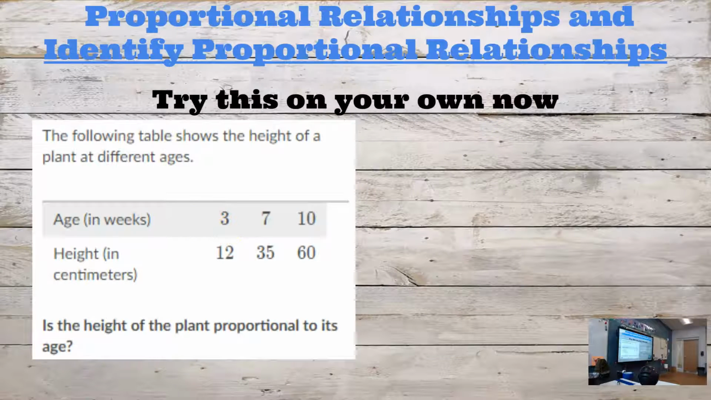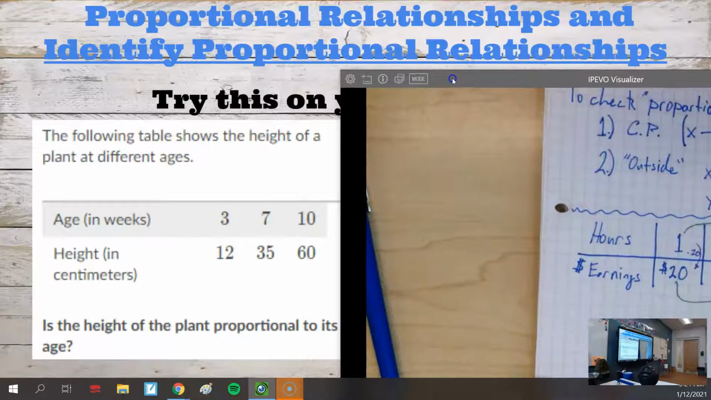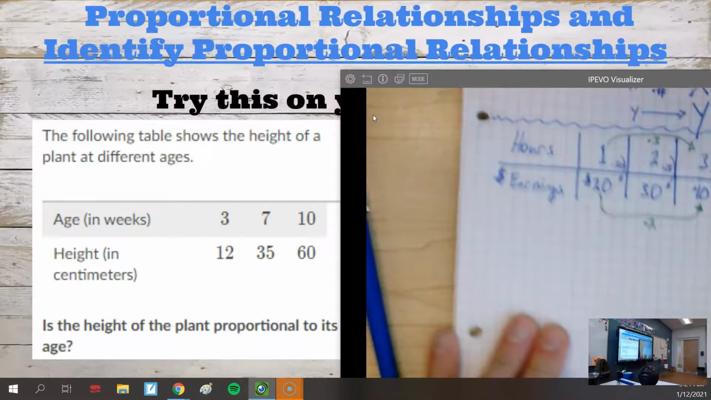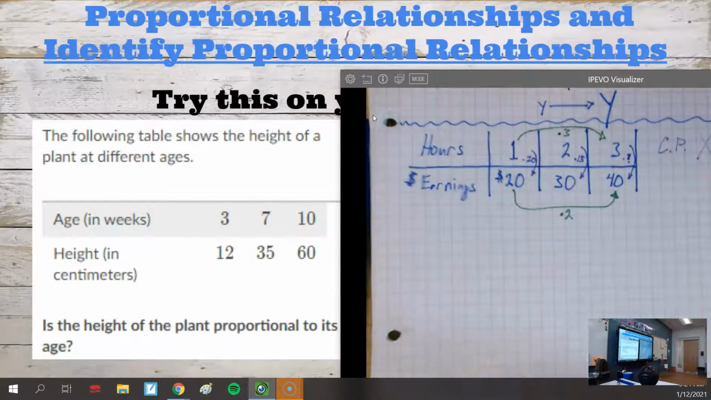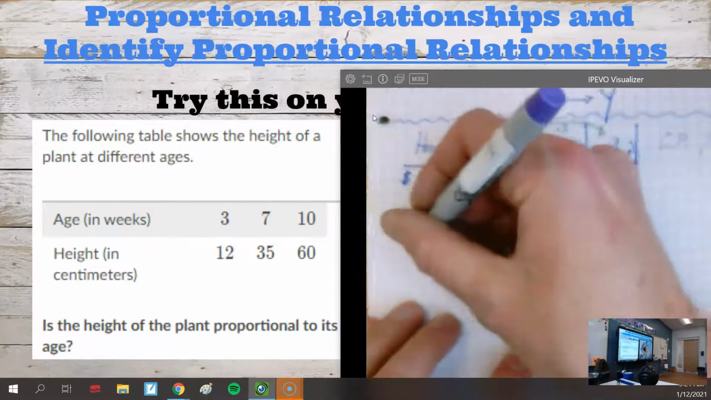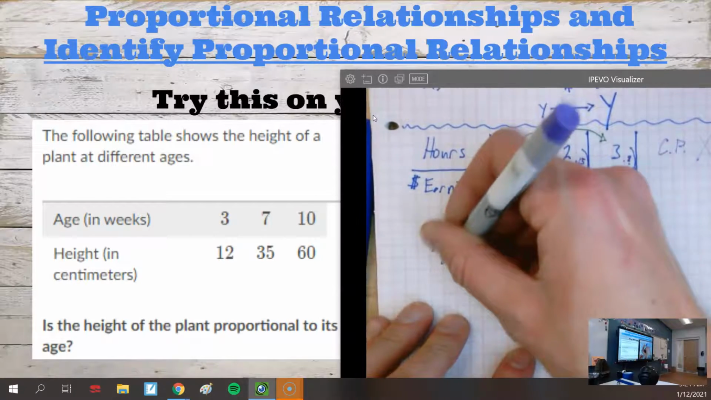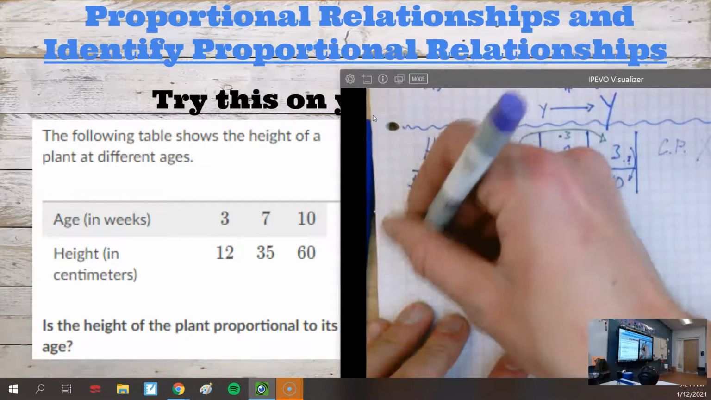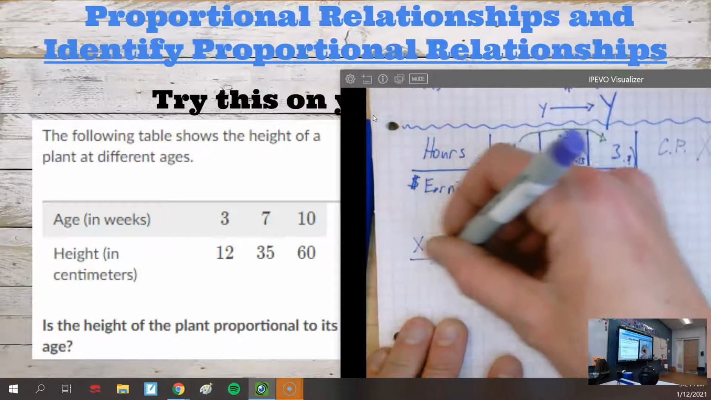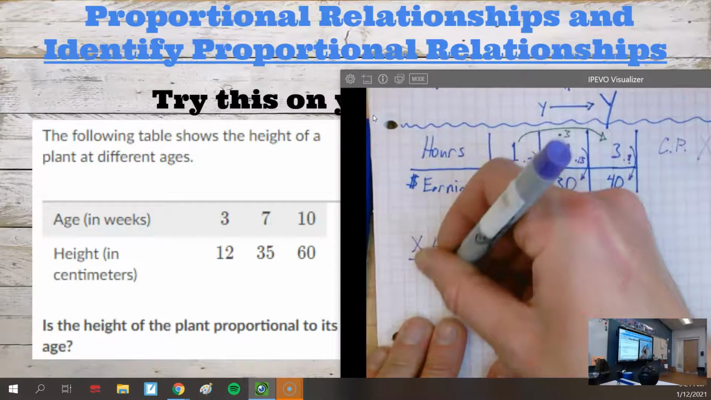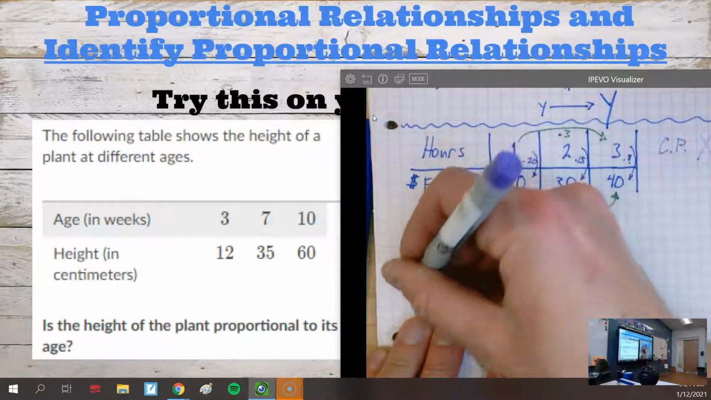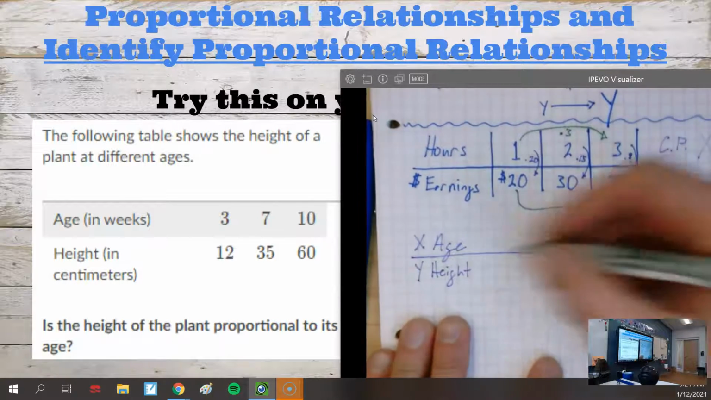Try this. Once you have your thought, talk to your neighbor. Go ahead and throw this in your notes, but real quick, a table. Let's just say X and Y. You can say age and height if you want. But when we talk about these things, age is acting like our X, and height is acting like our Y.